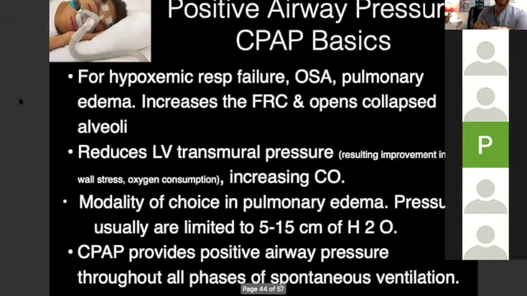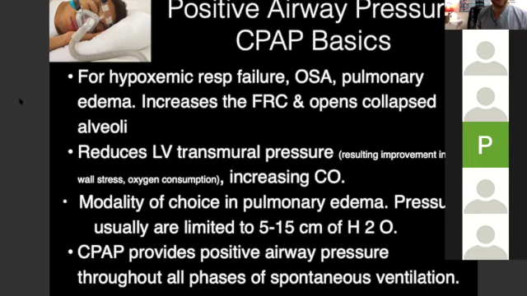All right, so when do you order CPAP? For hypoxemic respiratory failure, right? Because we know if we keep oxygen in the alveolus, we're going to have increased air exchange. OSA, pulmonary edema. CPAP decreases preload, and it's good for pulmonary edema. It increases the FRC and it opens collapsed airways. CPAP also reduces LV transmural pressure. Transmural pressure is the pressure on one side versus the other side of the ventricle, of the myocardium. And the more positive airway pressure, the more it reduces LV transmural pressure because there's less of a gradient there. And that increases cardiac output.